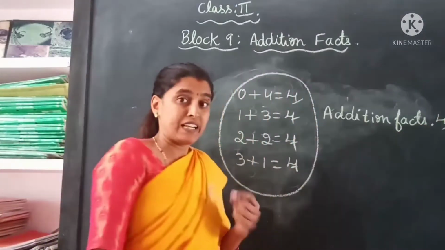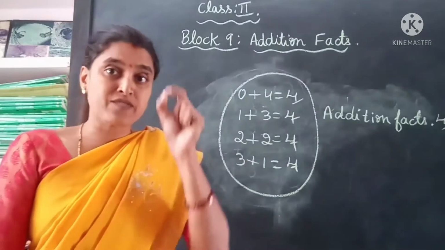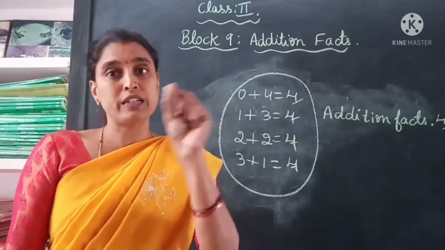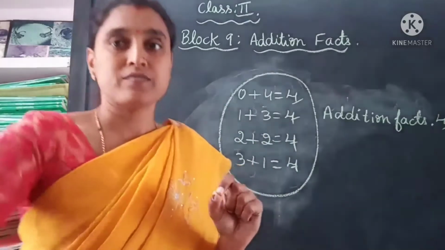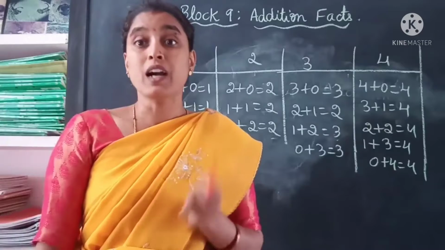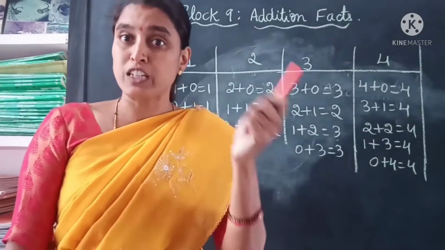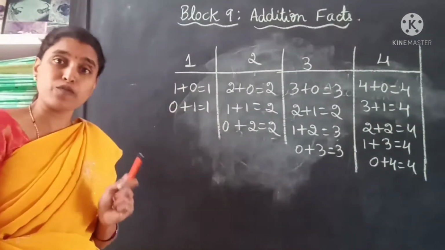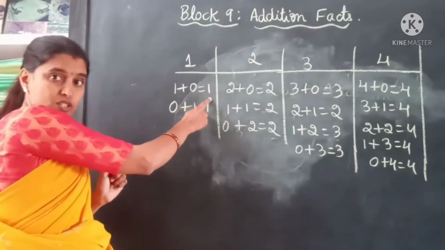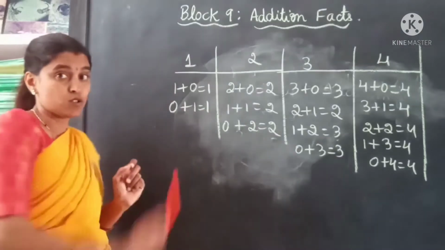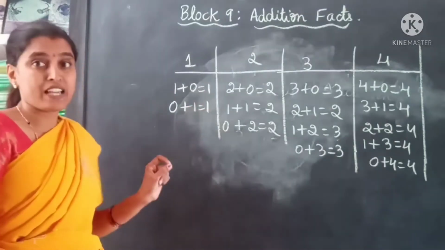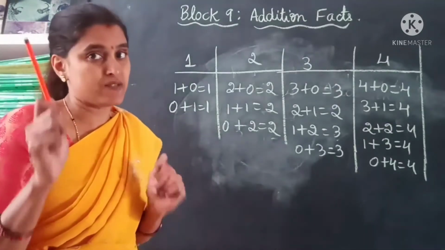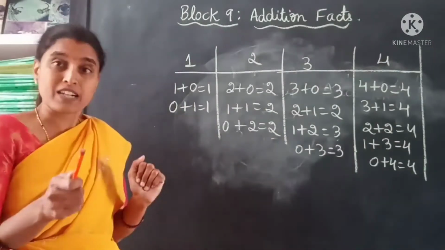Now in this class let us learn all the addition facts from 1 to 10. Let us see how to write the addition facts for the numbers 1 to 10. See, these two are the addition facts of 1. 1 plus 0 equals 1, and 0 plus 1 also equals 1. Both the addition sentences add up to the same number, that is 1. So these two are the addition facts of 1.